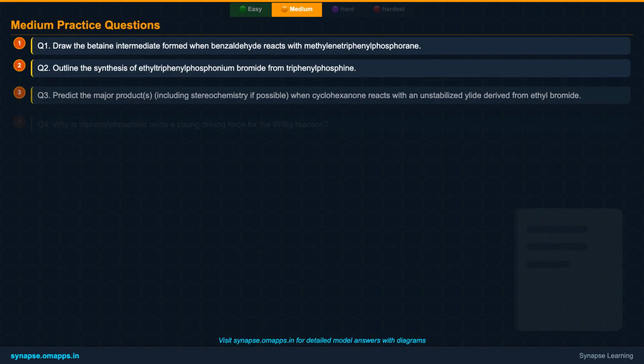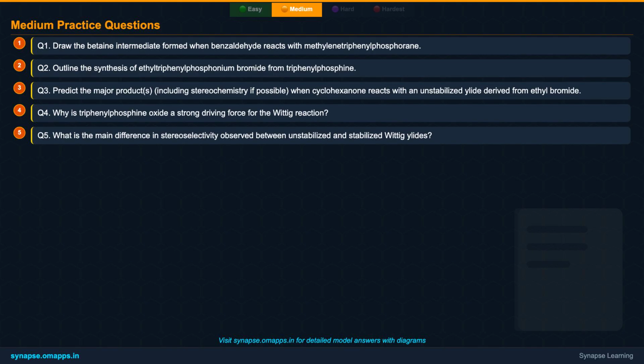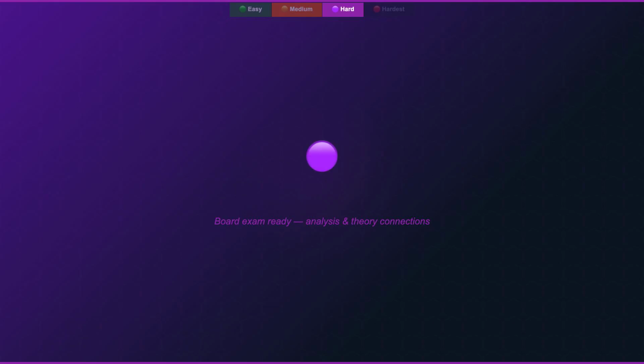Now that we've covered the mechanism and stereochemistry, let's tackle some medium-level problems. Take your time to think through the steps and concepts we've discussed. Let's elevate our understanding. We'll now delve into the nuanced stereochemical control and advanced modifications of the Wittig reaction.